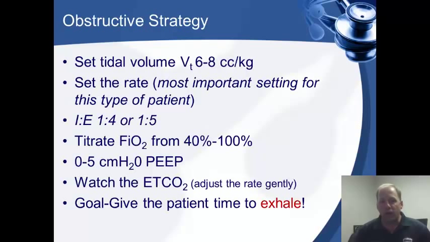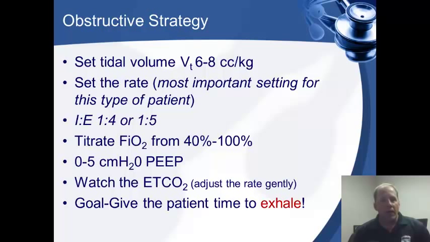Your obstructive strategy is going to be set the tidal volume at about 6 to 8 cc's per kg. This is a lower setting than probably has been talked about in the past. You may have heard of tidal volumes at about 10 to 12 cc's per kg. Studies have shown that these higher tidal volumes don't actually help the patient and actually increase mortality. So we don't want to overshoot these tidal volumes. Giving them about 6 to 8 cc's per kg, watching our peak pressures, is probably the safest thing that we can do for the patients so that we ventilate them effectively and not in a dangerous mode.